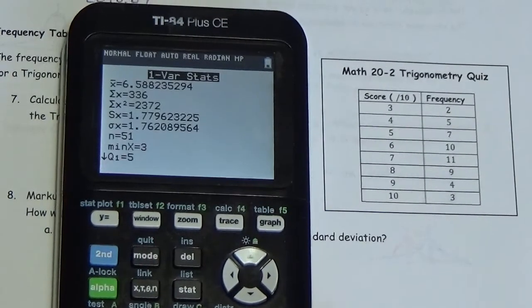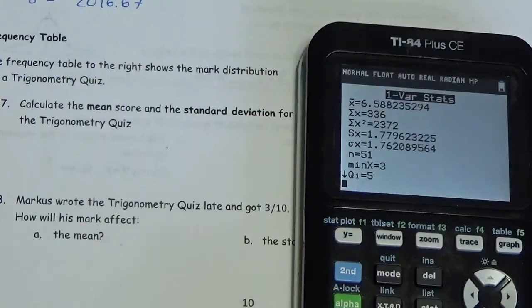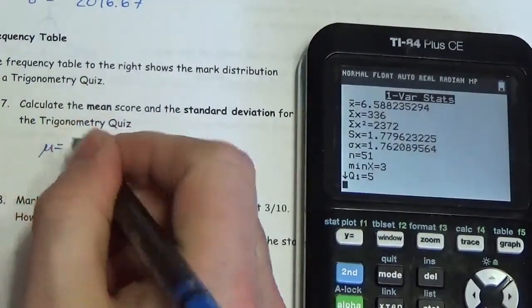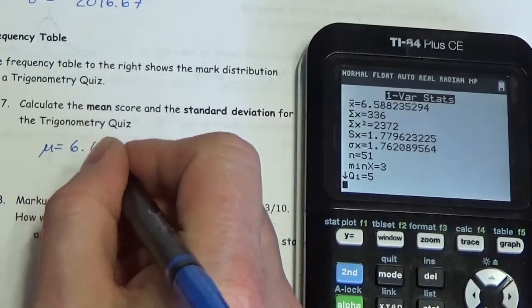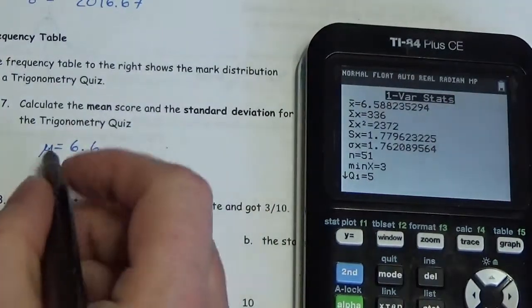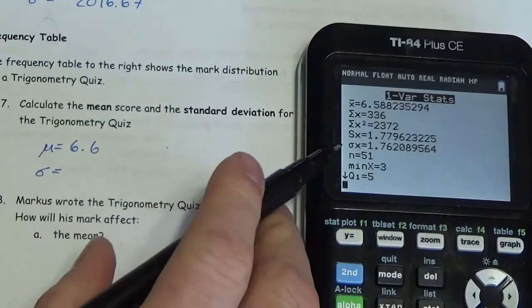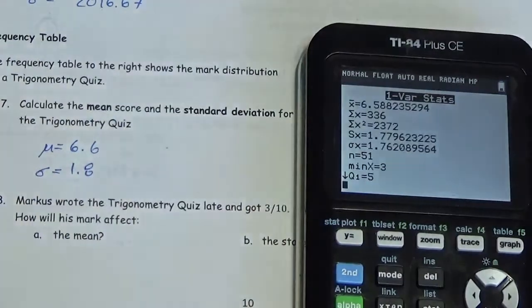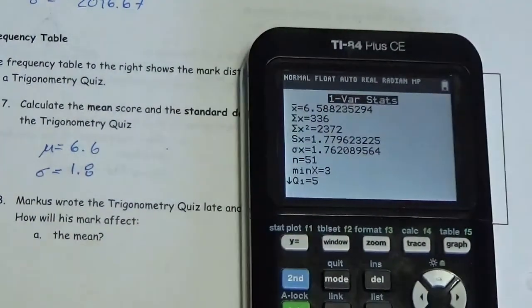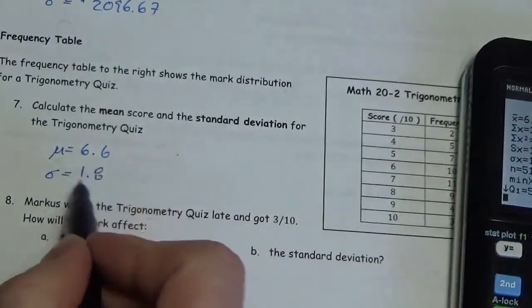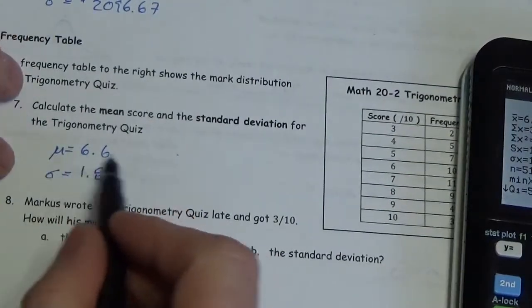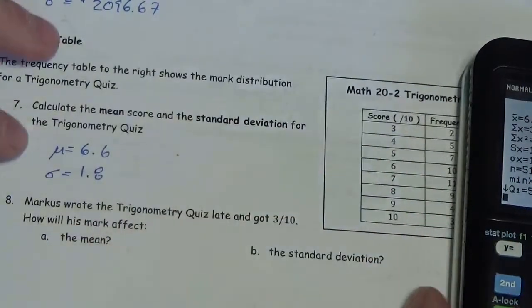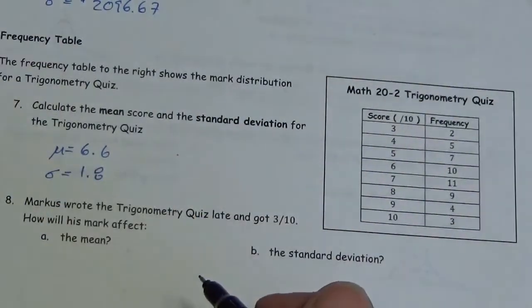Calculate, and there we go. And there's our data here. And what do we see here? Well, we see that the mean is going to be 6.6 out of 10. And the standard deviation here is going to be 1.8, or 1.76, so 1.8. So that's pretty good. That means that there's roughly a 2-mark swing here, but that's a nice tight little standard deviation.